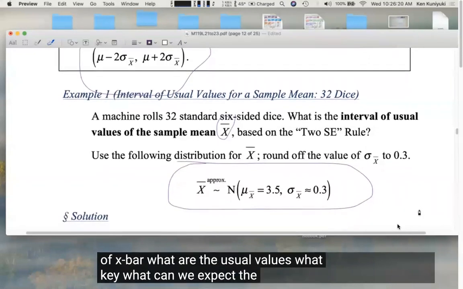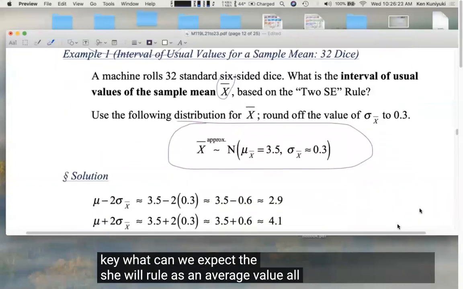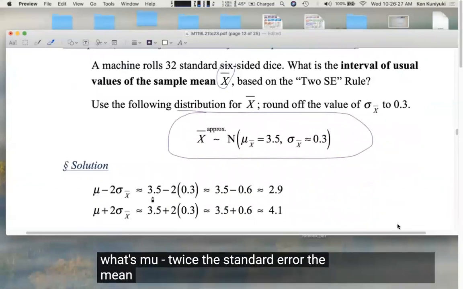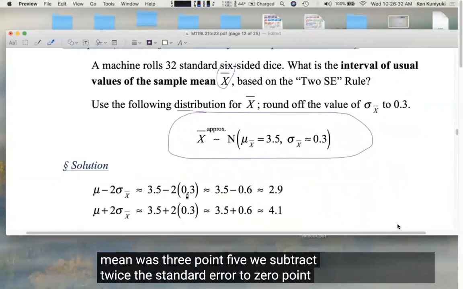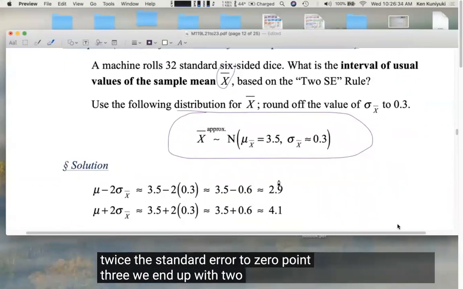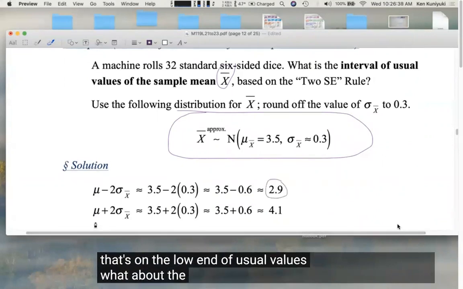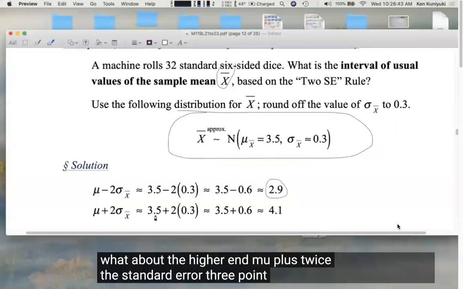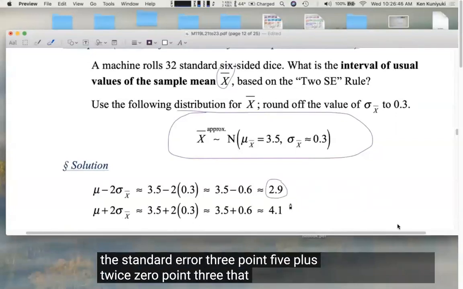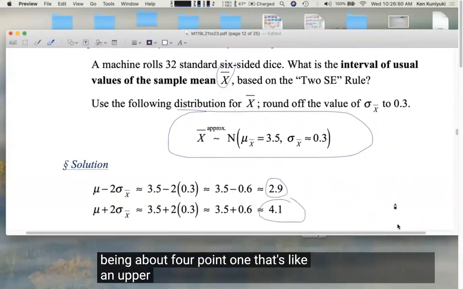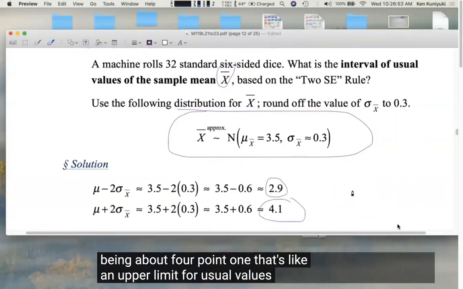What can we expect that the machine will roll as an average value? All right. What's mu minus twice the standard error? The mean was 3.5. We subtract twice the standard error, 0.3. We end up with 2.9. So that's on the low end of usual values. What about the higher end? Mu plus twice the standard error, 3.5 plus twice 0.3. That ends up being about 4.1. That's like an upper limit for usual values.